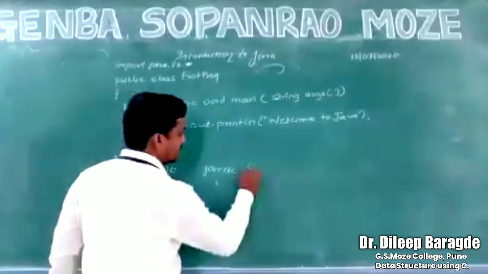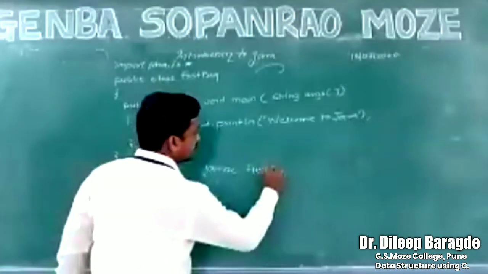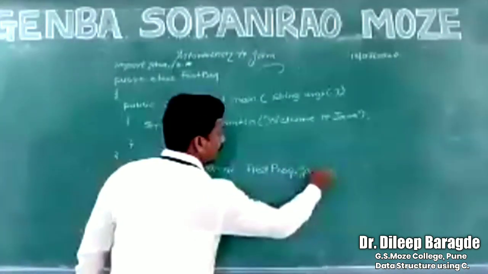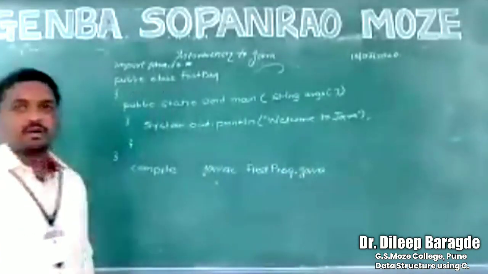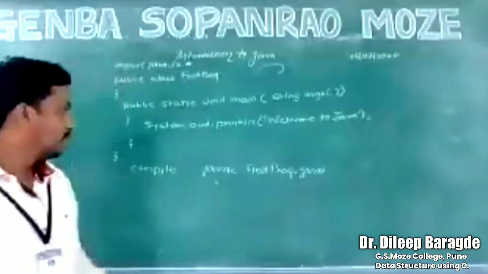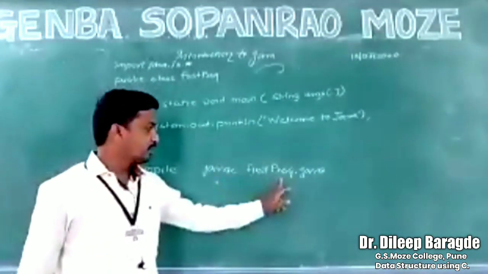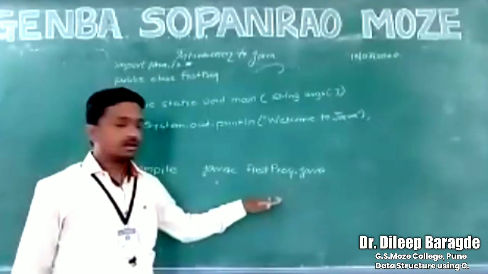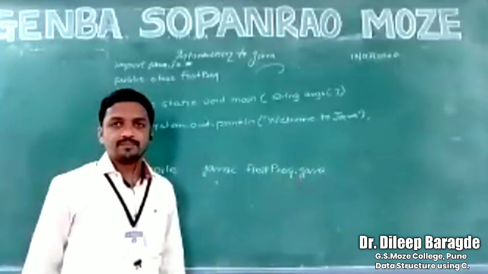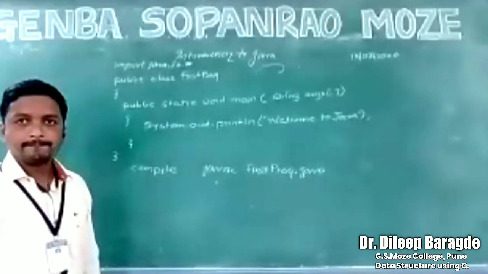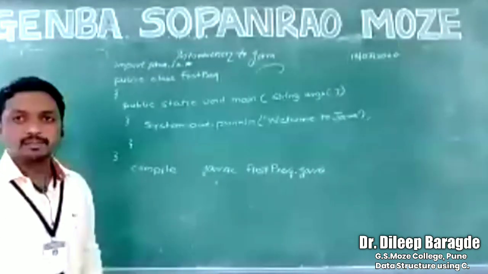Javac first program dot java. So look here: javac first program dot java. The class name is used here, and it is saved as dot java. So this will compile the program.